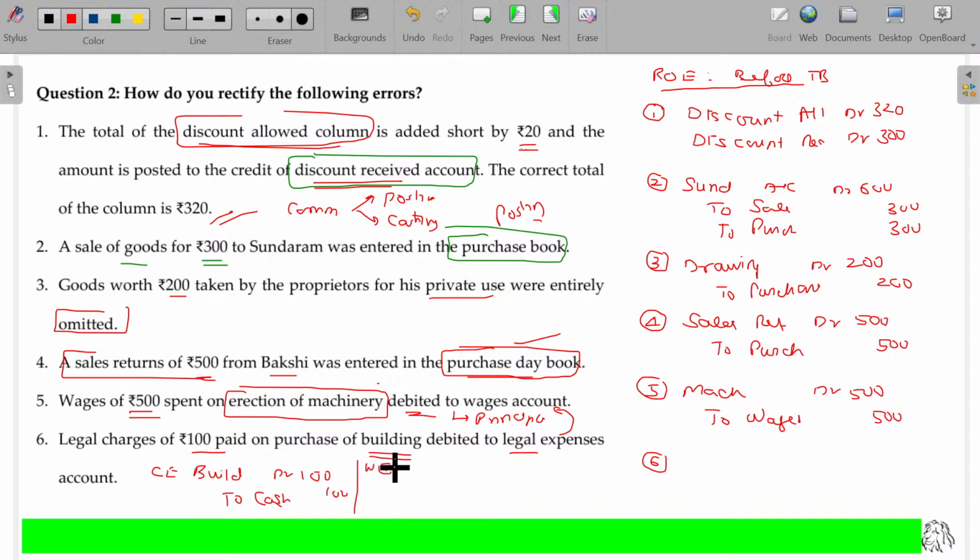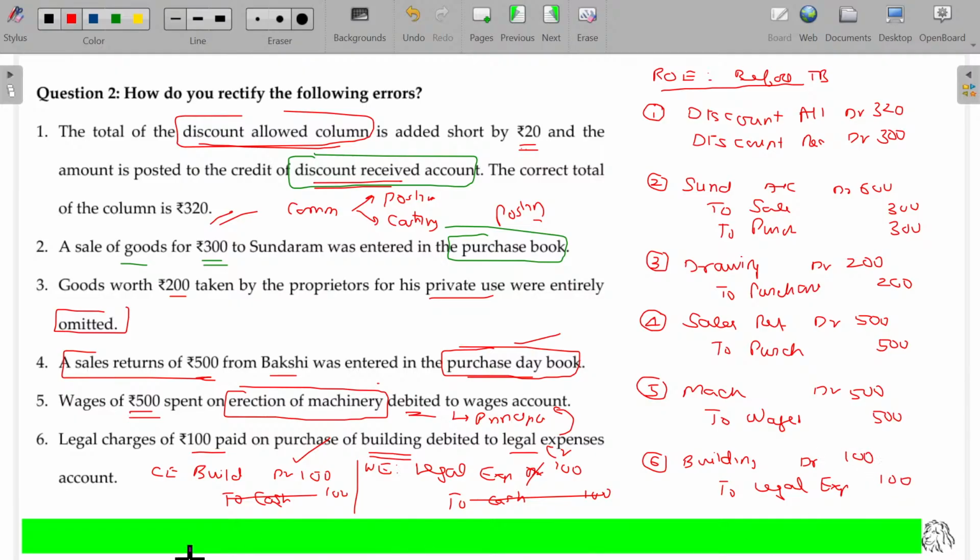Now, what is the wrong entry? Legal expenses wrongly debited. So, legal expenses account debit to cash. This value being 100. The 100 remains same in both the cases, not a reason. Correct entry should be passed, wrong entry should be reversed. Rather than debit, it should be credited. The rectification entry in this case being building account debit to legal expenses. Value being 100. Clear?